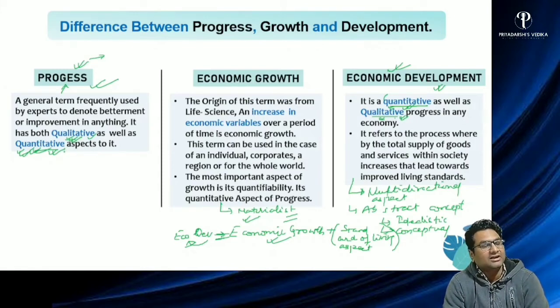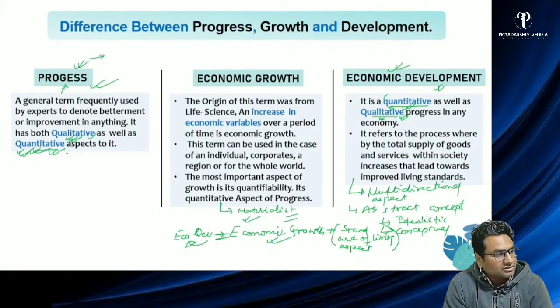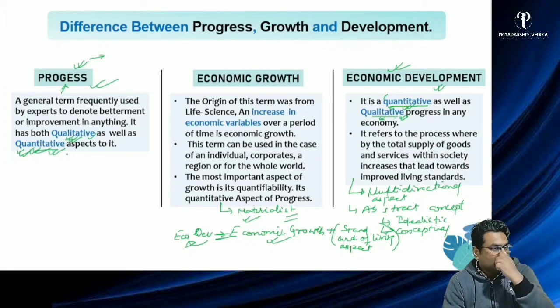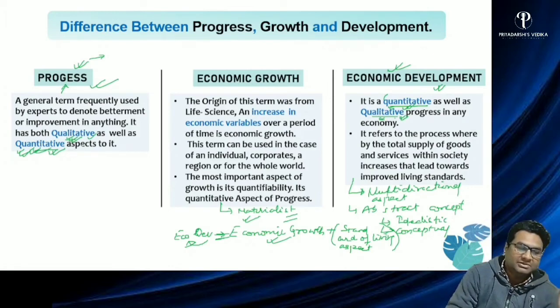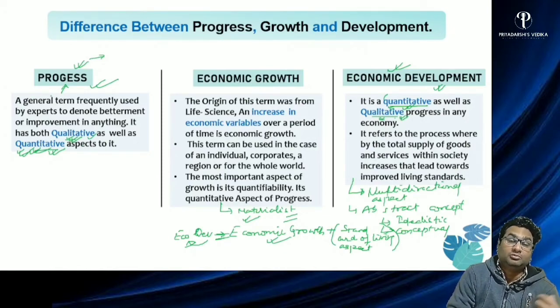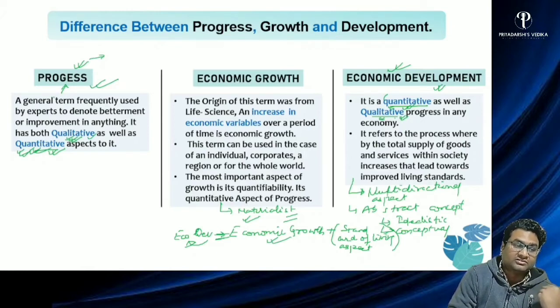If some guy was in a lower income group, and after 10 years he has become a big guy who has got cars and a house, and you just say in general terms, this guy has made really good progress. So your statement contains qualitative as well as quantitative aspects. It does not specify anything about it.